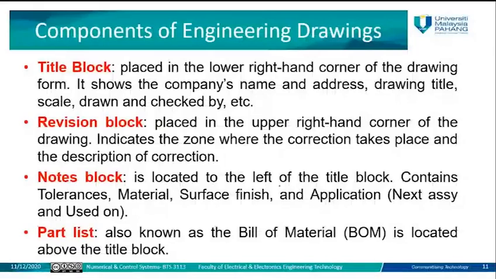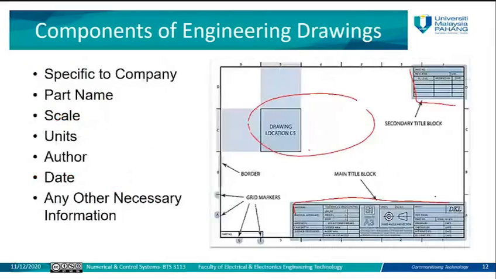Then you have the note block. It's located on the left of the title block. So that means on the left of this title block, you are going to find the notes block. This notes block shows the tolerance, the material, the surface finish, the application, and so on. All this will be placed on the left of the title block. All this we call the title block. On the left here, you can see this is some information about the material, about the tolerance, about the finishing of the product, and so on. All will be located in this place.